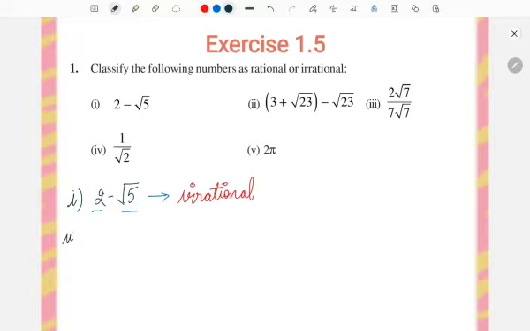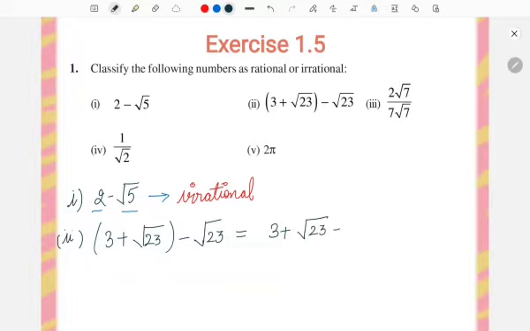Coming to the next one. 3 plus √23 minus √23. What does it become? Now this is plus the number minus the number. A number minus itself, the answer would be 0. So this is 3 plus 0, or 3. And 3 is what kind of a number? Rational. So the answer would be rational.